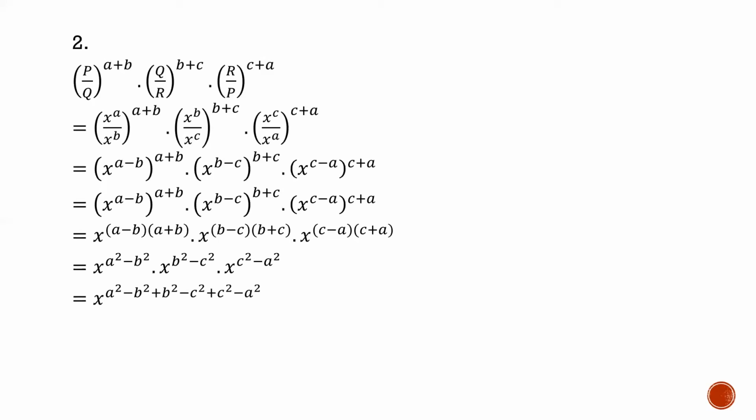So doing that, x to the power a square minus b square plus b square minus c square plus c square minus a square, that equals x to the power 0, because we can cancel a square by minus a square, minus b square by b square, and minus c square by plus c square. So we will have x to the power 0, that is equal to 1. So our solution of number 2 is also 1.